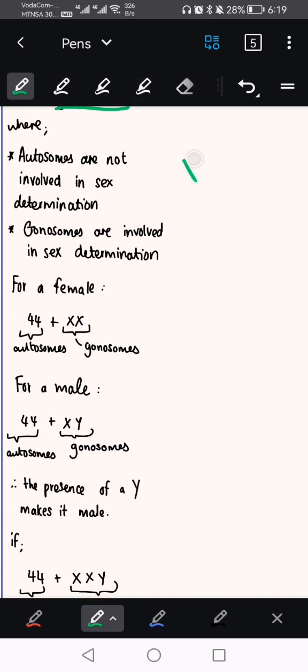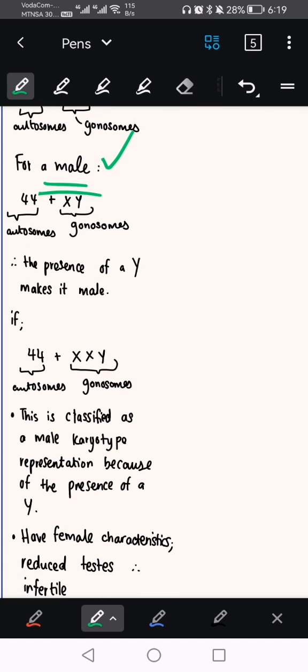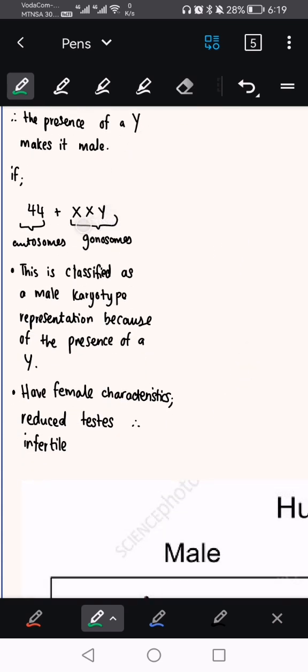So if on a karyotype you see the 44 autosomes and XX, that means it's a female. Automatically, it will be a female. If you see XY plus 44, it's a male. If there is a presence of a Y, right, it is a male. Always a male. That is why, in this case where you have XXY, because there is a Y, this will be classified as the karyotype of a male, because of the presence of a Y.